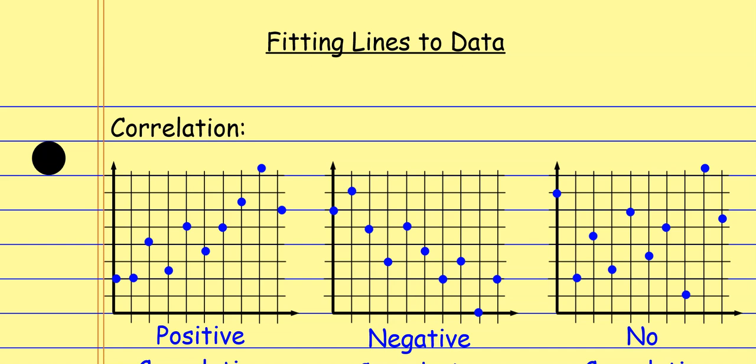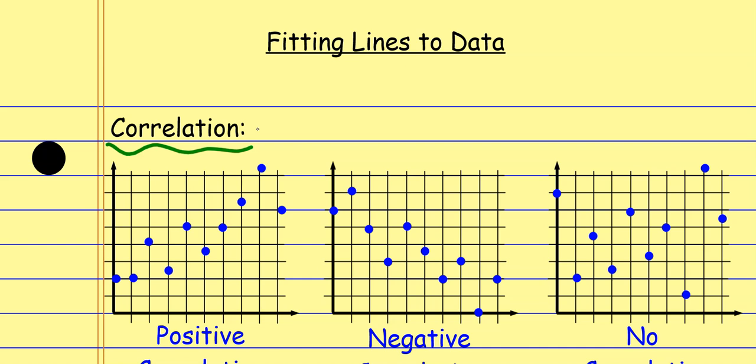Hi there, folks. Today we're looking at fitting lines to data. And the first thing we need to do is determine if there's some kind of pattern in the data we're looking at. We call that correlation. Correlation is if a pattern exists, if there's a relationship between the two things.